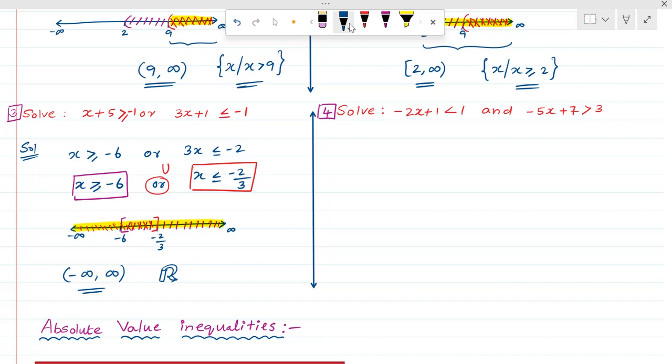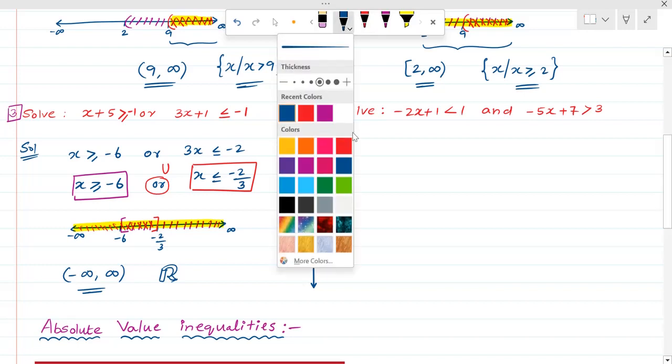Suppose the question is given and then the solution will be in between this one, because there is an intersection, and means intersection, but in this problem it is given as a union. Now let us go to the next problem.